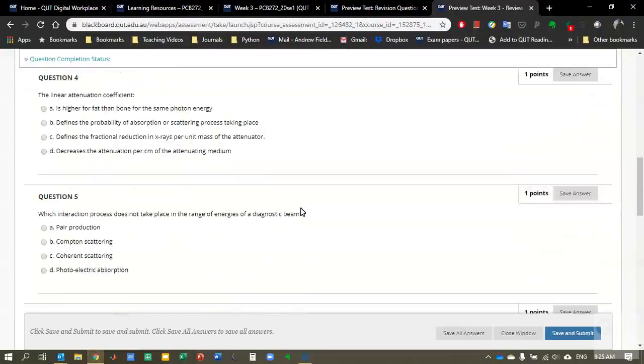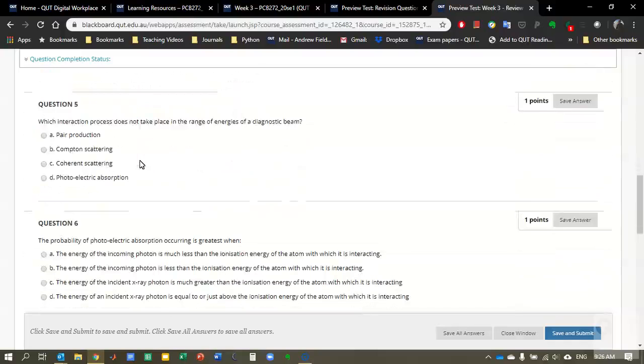Question 4, the linear attenuation coefficient. This defines the probability of absorption or scattering taking place. So we have an attenuation coefficient for Compton scattering, we have an attenuation coefficient for photoelectric absorption, and we have an attenuation coefficient for pair production. So in this case it's answer B. Just be aware that in your question set I may have randomized the order of the answers, so B might not be the correct answer for your question set.